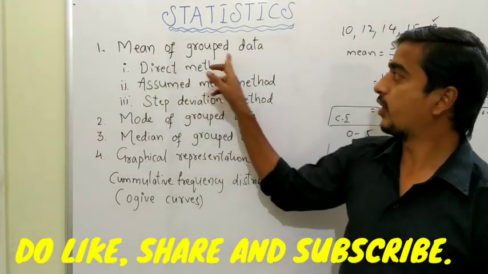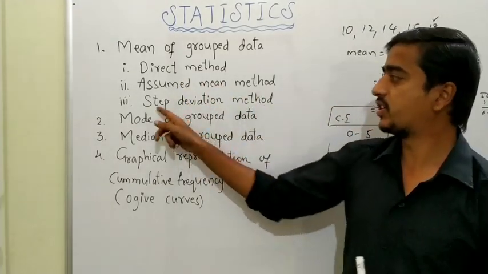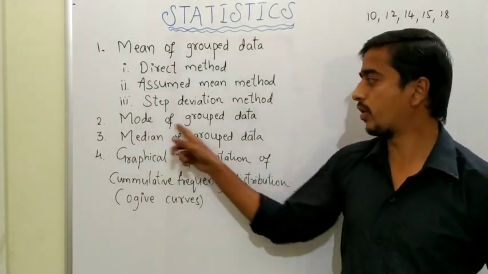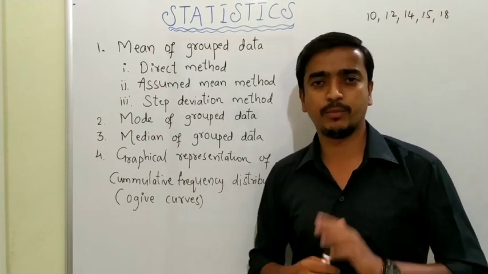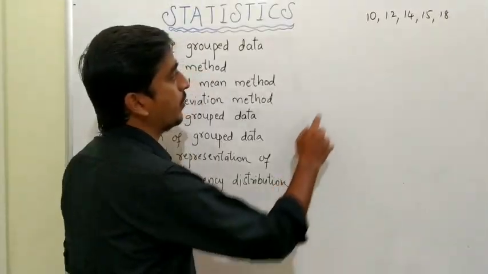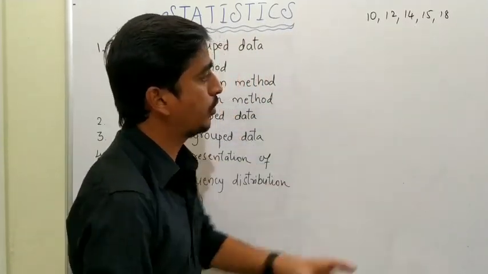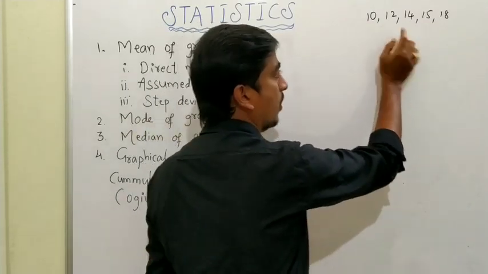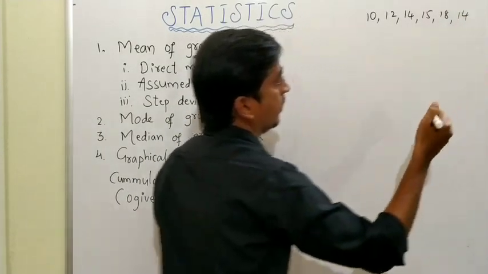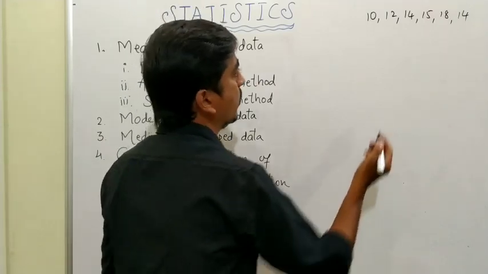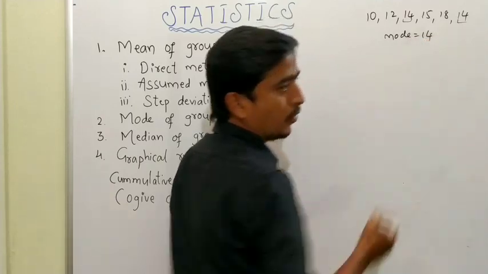We can find the mean for grouped data in 3 methods: one is the direct method, the second is the assumed mean method, and the third one is the step deviation method. Coming to mode, for ungrouped data, mode is nothing but the most frequently repeating value. What is the mode of this data? Which number is repeating more times? No number, because 10 is only one time, 12 one time, 14 one time, 15 one time, 18 also one time. Now if I add another 14, then 14 is repeating 2 times, right? So the mode of this data is 14.